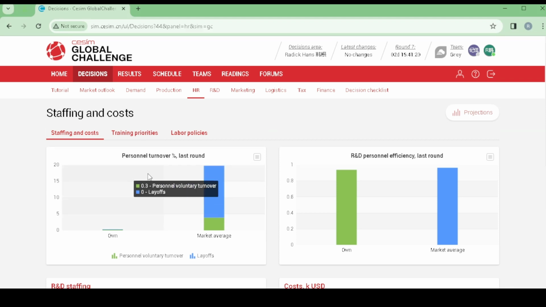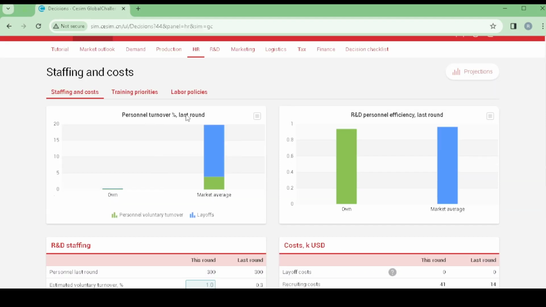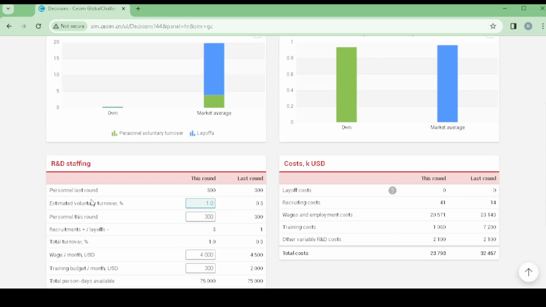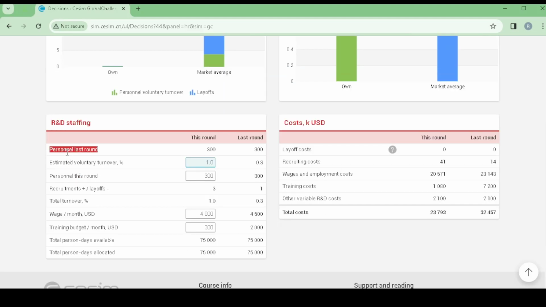graphs here. The first one is the personnel turnover for the last round. We are being told the personnel voluntary turnover, and then you have the layoffs. And then the second one is the R&D personnel efficiency for the last round, whereby you have the market average and the one. Next, we are going to make decisions on the R&D staffing. And here we are going mainly to talk about the personnel in the last round.